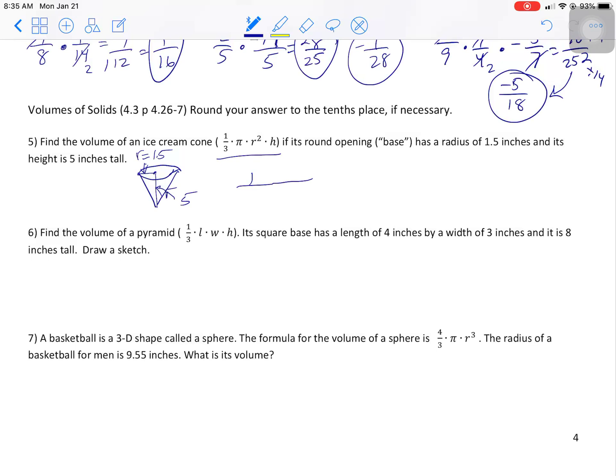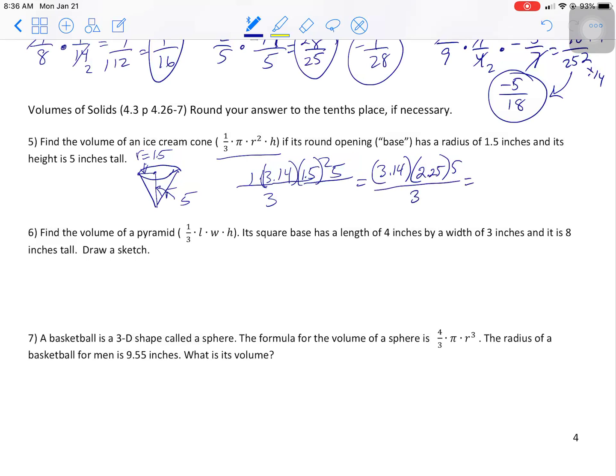All right. This is how I like to do these. I like to put the 3 down there. This is 1 times 3.14 times the radius squared times height, which was 5. It's all multiplication, so keep them all together. And remember, you're always squaring first. Order of operations, say square the 1.5 times 1.5, you get 2.25.